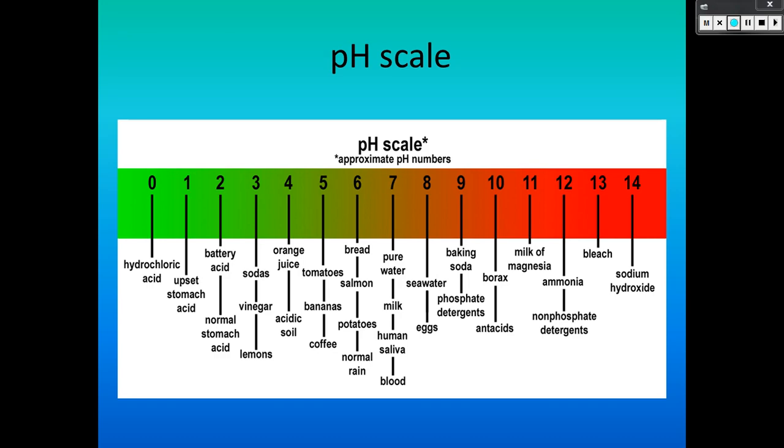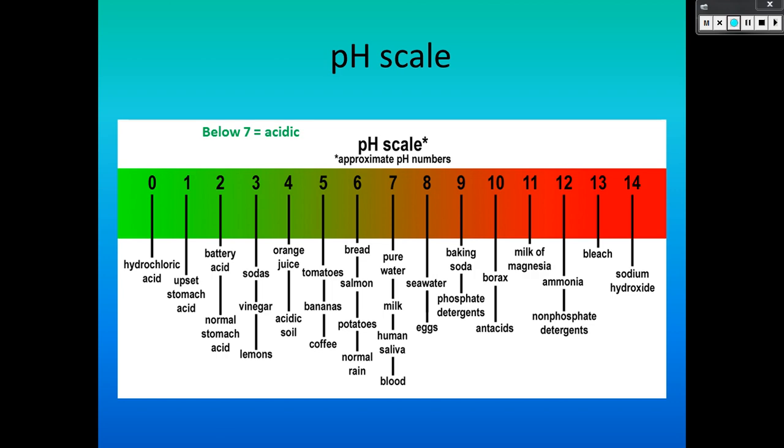So this is a picture of the pH scale. I picked it because it has a lot of different substances on it, so you can kind of see what different things are. So anything below 7 is acidic, is known as an acid. So orange juice is the pH of 4.